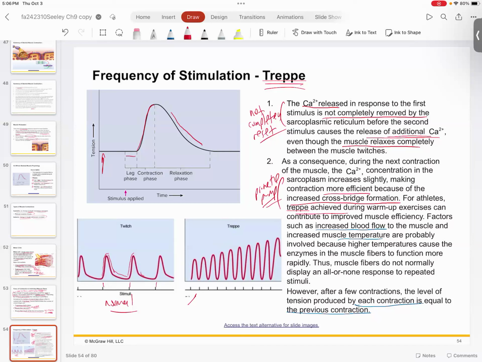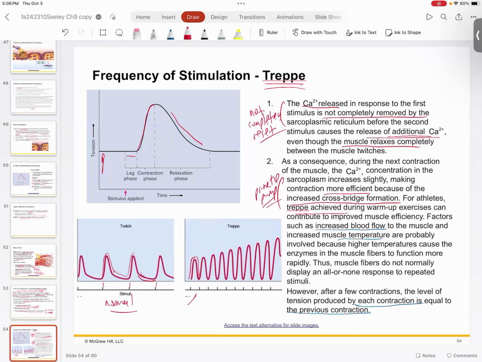So you can see from your twitch curve that you are contracting. Here's your contraction, then you max out, and then you allow time to fully come down to relaxation. But instead of having this little shoulder piece, this interval between your next stimulus and your next twitch, as soon as you hit that relaxation, boom, you hit the next twitch. You don't have any lag time between the twitches. This is what treppe is.